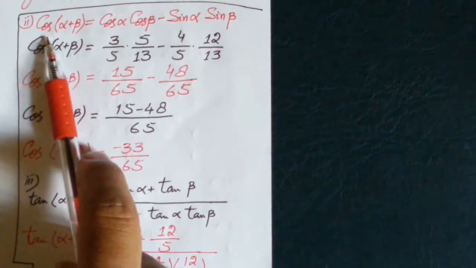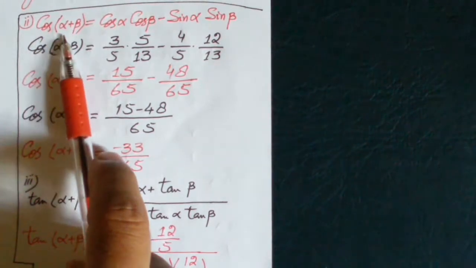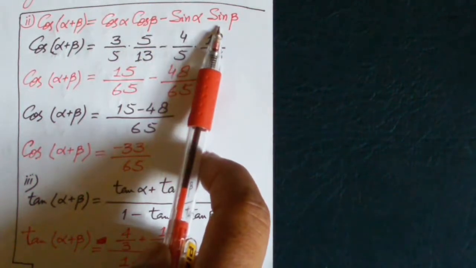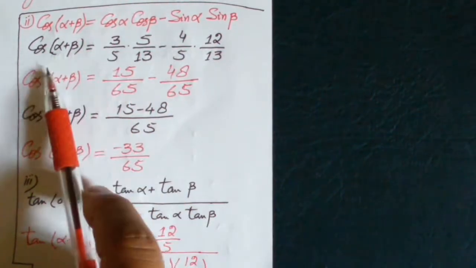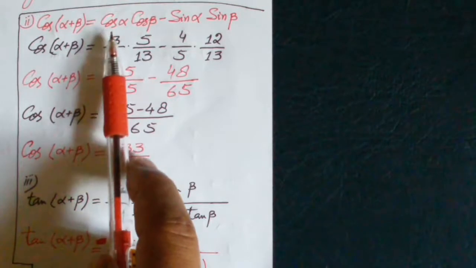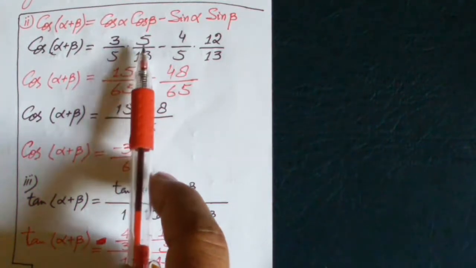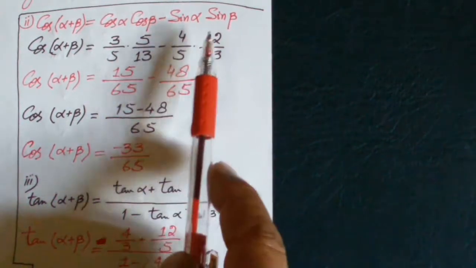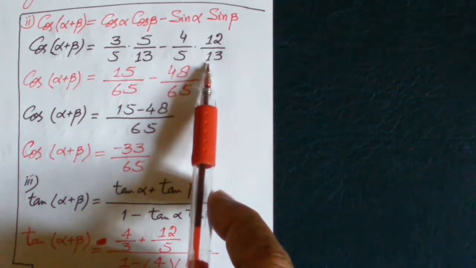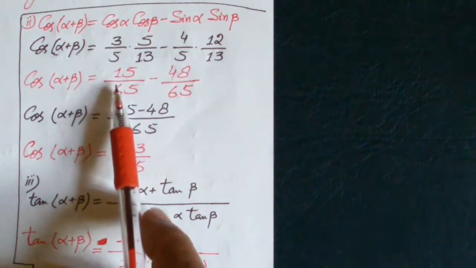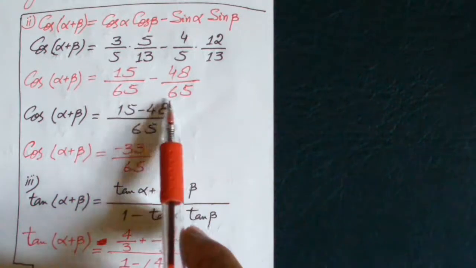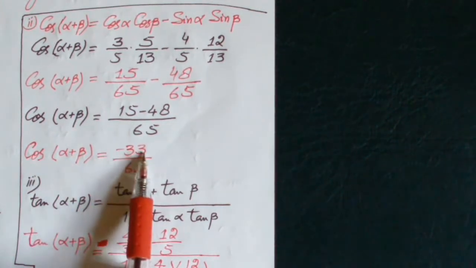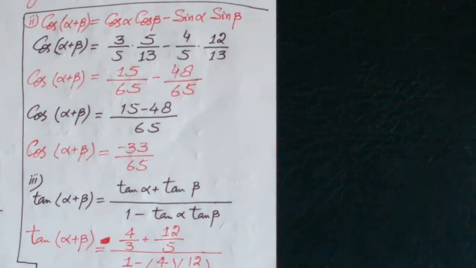Now to calculate cos of alpha plus beta, we have cos alpha cos beta minus sin alpha sin beta. The second part of this question is this one. So cos alpha plus beta is cos alpha is equal to 3 divided by 5 and cos beta is equal to 5 divided by 13 minus sin alpha is equal to 4 divided by 5 and sin beta is equal to 12 divided by 13. After the simplification, we get 15 divided by 65 minus 48 divided by 65, and after the simplification, we get cos of alpha plus beta is equal to minus 33 divided by 65.